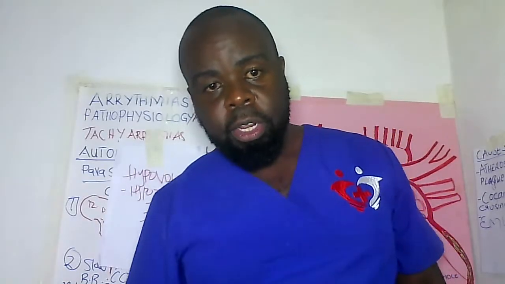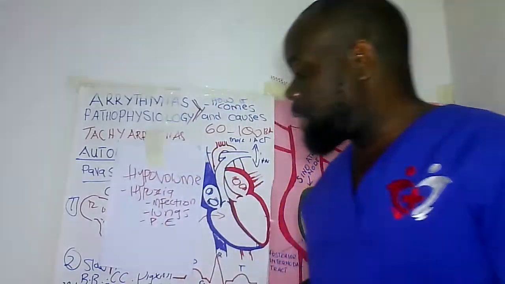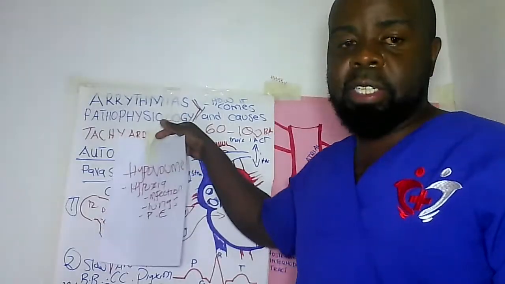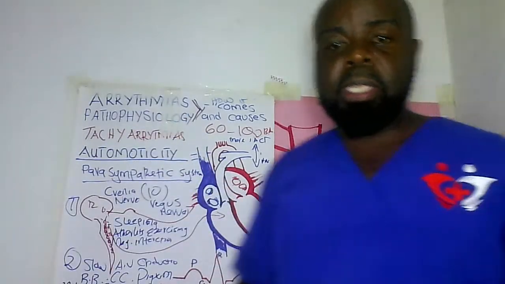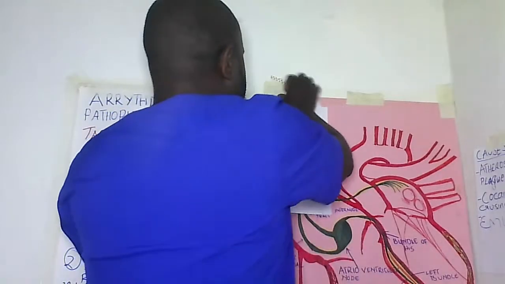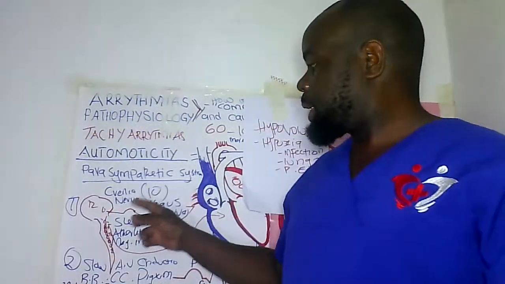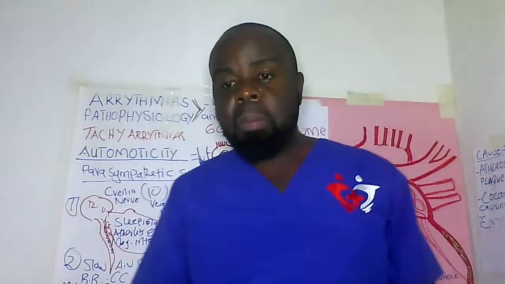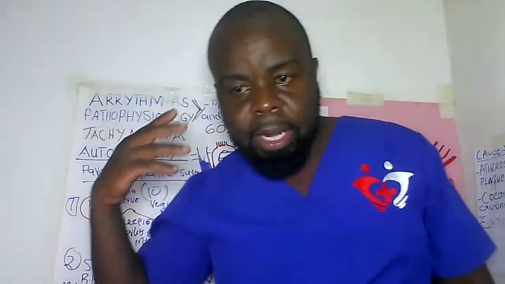Now, we have talked about these issues. If you are not understanding the parasympathetic nervous system and sympathetic nervous system, please ask so that I can explain well. I've explained the parasympathetic nervous system, which is brought by the vagus nerve, and the sympathetic nervous system, which comes from the lumbar region.